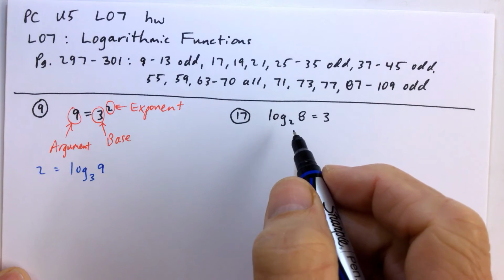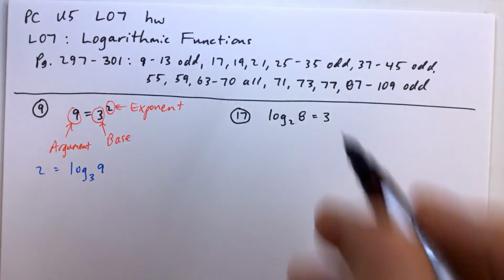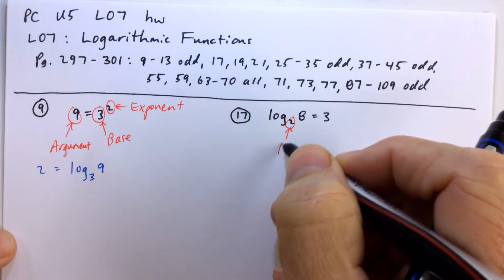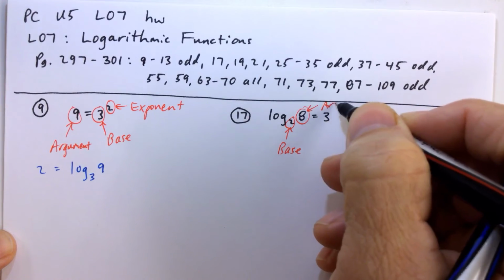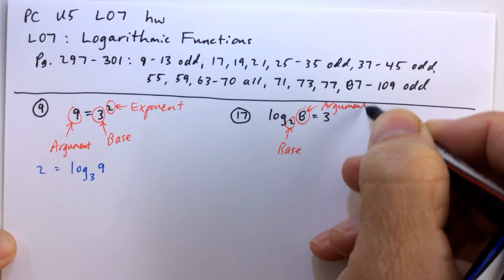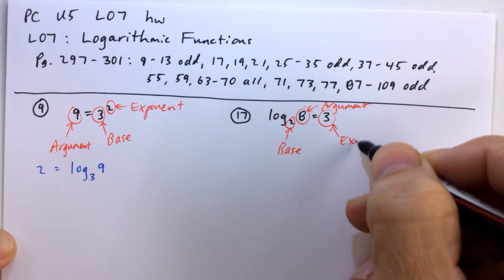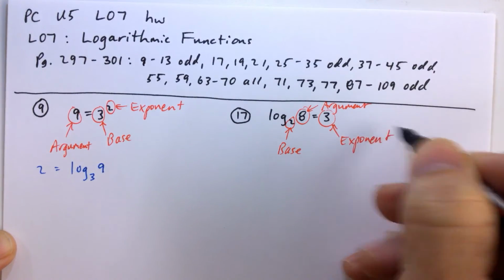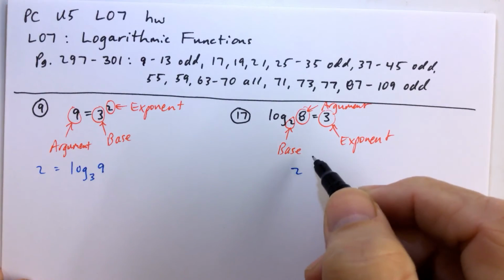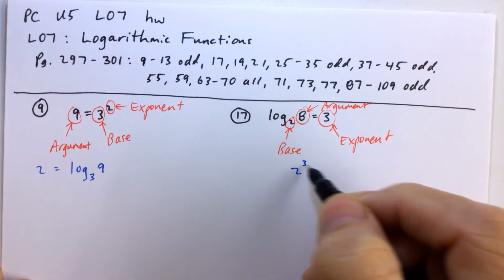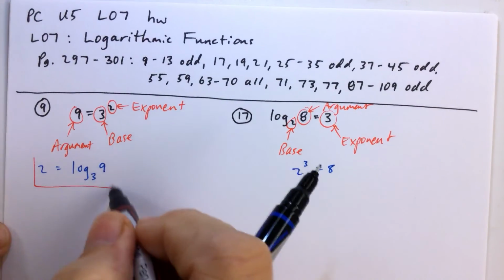Similarly, in problem number 17, we see that we have a base. There's the base. And there we have our argument. Now this becomes our exponent. All right, so this is our exponent because a log is an exponent, and the exponent is the number that you have to raise the base to get to the argument. So if you understand that concept, it's hard to forget.